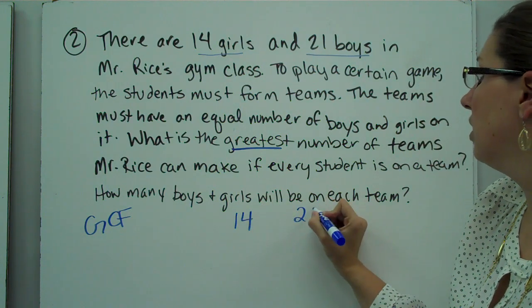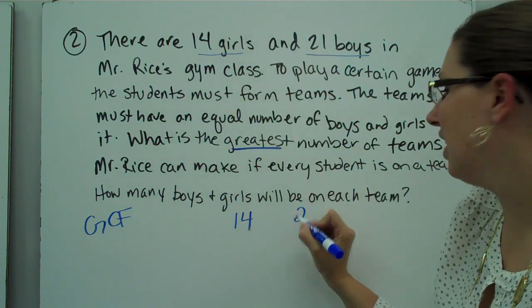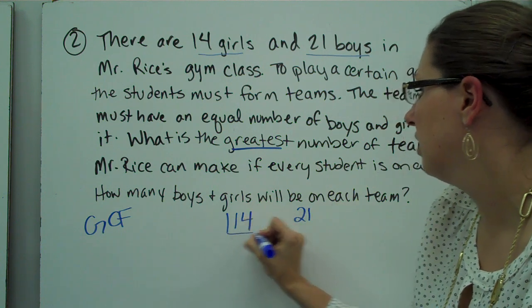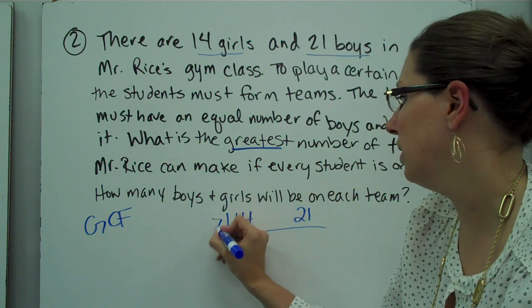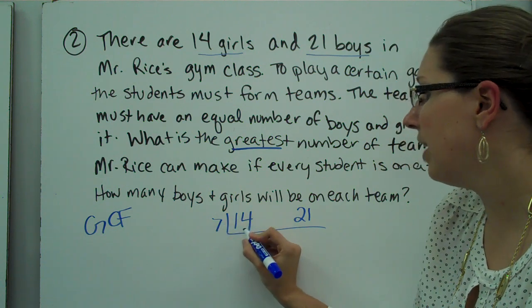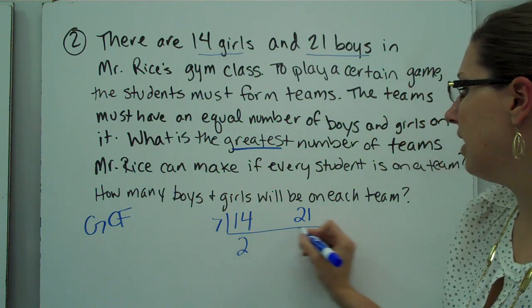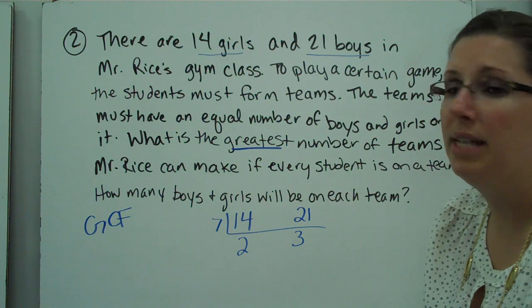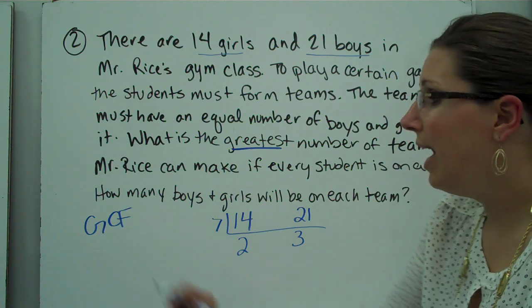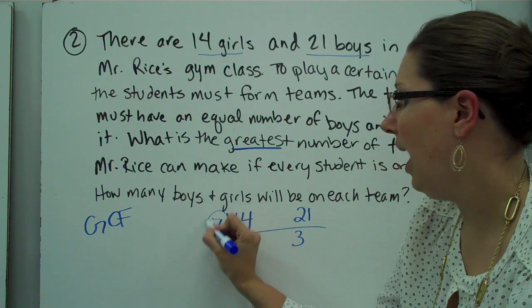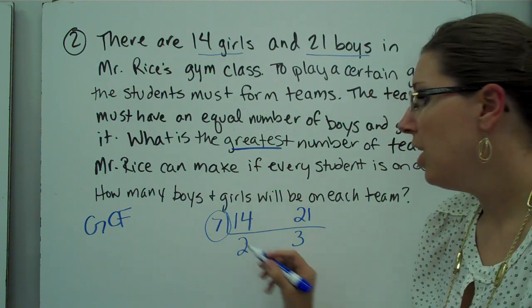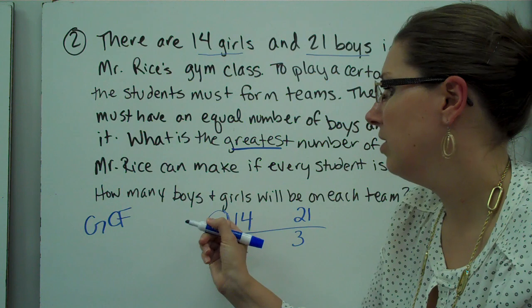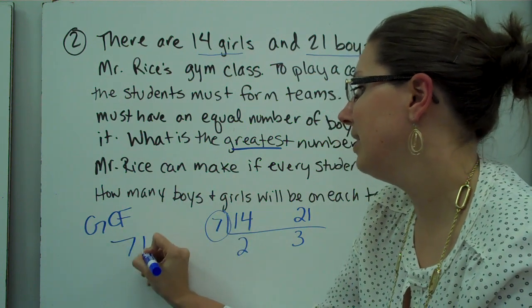14 girls and 21 boys. I know that the number 7 goes into 14 and 21. 7 goes into 14 twice. 7 goes into 21 3 times. GCF is just the left side of my ladder diagram. So the GCF is 7. So that means there's going to be 7 teams.